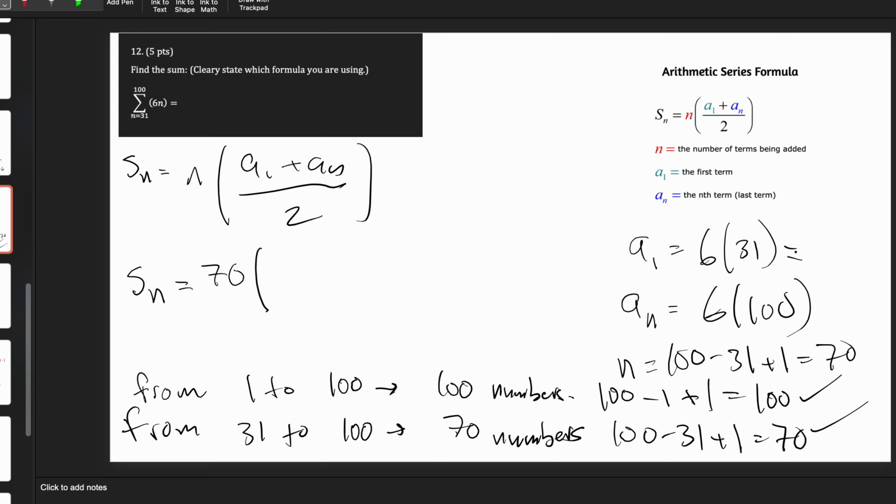Let me plug this into the calculator here. 186. And 6 times 100 is 600. So this is 186 plus 600, all over 2. And that's going to be the answer. You'd plug that into your calculator, you'd get the right answer.